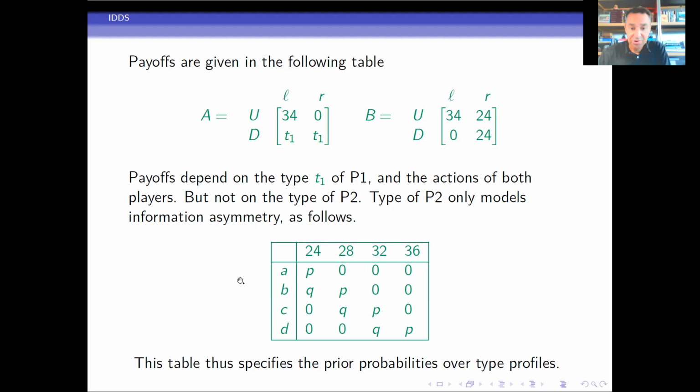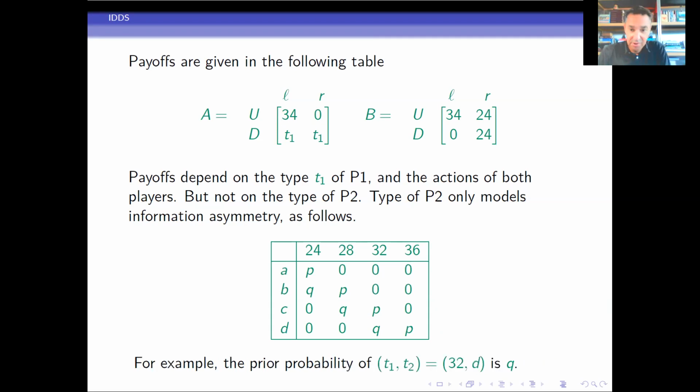So this table is the prior over type profiles, type pairs in this case. So here's an example. For example, 32 and D, that is stated over here, right? So over here, this is 32 and D. And the probability that that realization of types occurs is given by Q. That's how you read this.